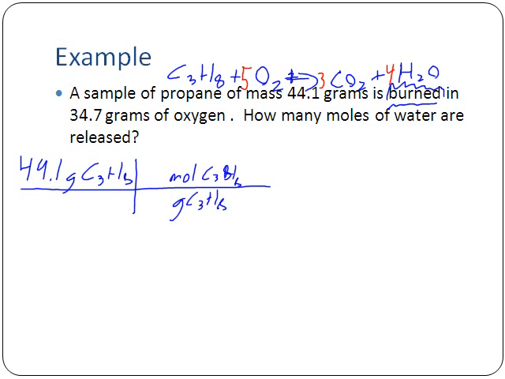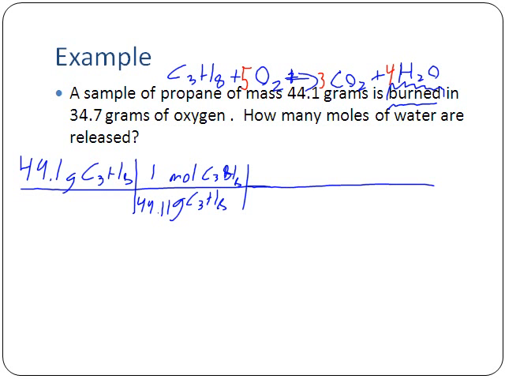To do this, we want to find the molecular mass of the propane, C3H8. We have 3 carbons, so 3 times 12.01, the mass of the carbon, plus 8 hydrogens, so 8 times 1.01 is 8.08. In doing that, we get 44.11 grams of C3H8, and so that goes to moles of this.